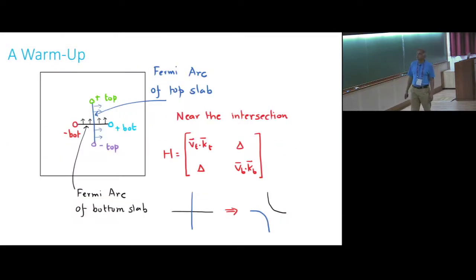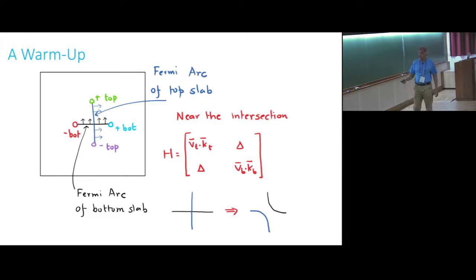Okay. So let's do a little warm-up. Let's imagine that I take one infinite piece of Weyl semimetal, I cut it into two pieces, and I twist by 90 degrees and put it back down. Okay? So what would it look like? Well, this is what it would look like. The bottom would have a plus and a minus on the surface Brillouin zone. The top would also have a plus and a minus on the surface Brillouin zone. And the two Fermi arcs would cross in this way. The little black and little blue arrows that I'm showing here tell you the direction of the velocity. The velocity is always perpendicular to the Fermi arc.